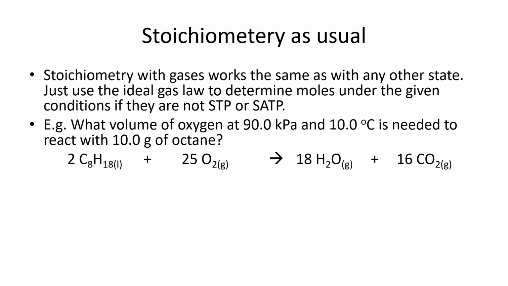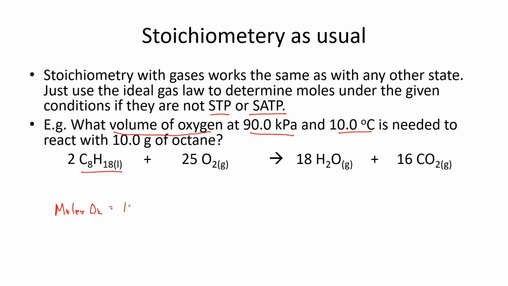If there's gases involved in your stoichiometry, but it's with other states like liquids, then you're going to have to use your ideal gas law if the conditions are not standard. So if you can't use your 22.4 liters per mole or 24.8 for the ambient standard temperature and pressure, then you're going to have to use ideal gas law. So let's do this example here. First of all, we'll find the moles of oxygen that is needed, and then we're going to use ideal gas law to get the volume. So we'll start with moles.